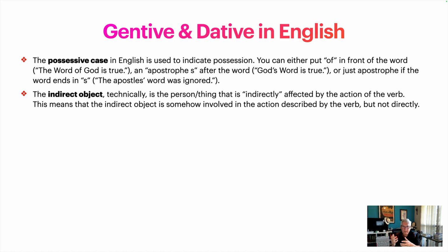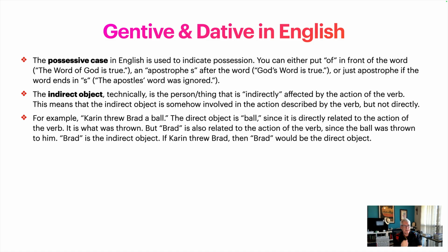It's involved in the action in some way, but not directly. For example, Karen threw Brad a ball. The direct object is the ball, since that's what's being directly involved in the action. The ball is what was thrown. Brad is related to the action of the verb, but Brad is the indirect object.